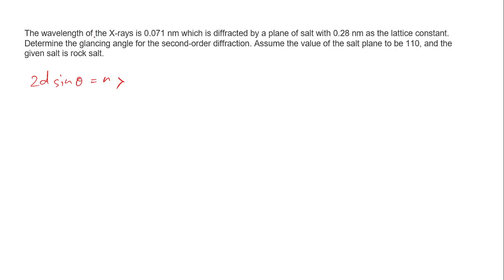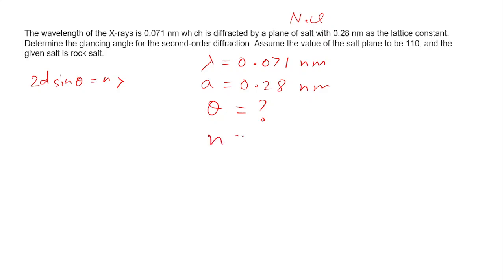So here the question is: the wavelength of X-ray is 0.071 nanometer, which is diffracted by plane of salt, means NaCl, with 0.28 nanometer as the lattice constant. Determine the glancing angle theta for second order diffraction. Assume the value of salt plane to be 110. This we have to consider 110. Given salt is rock salt, whichever salt it is, we have to go for 110.